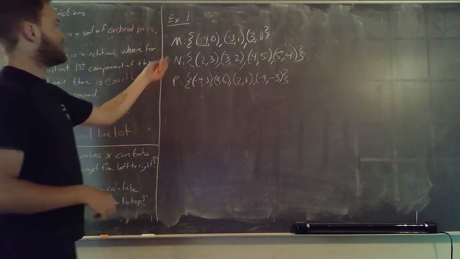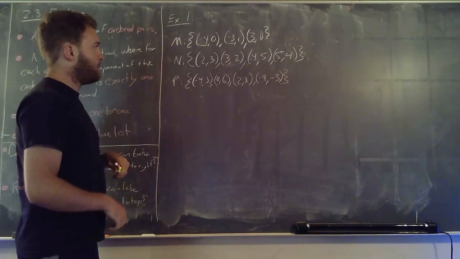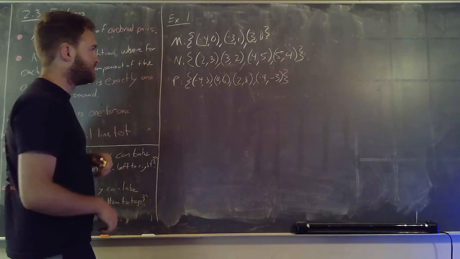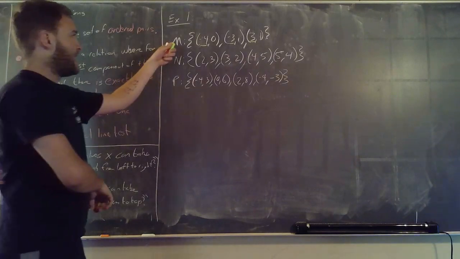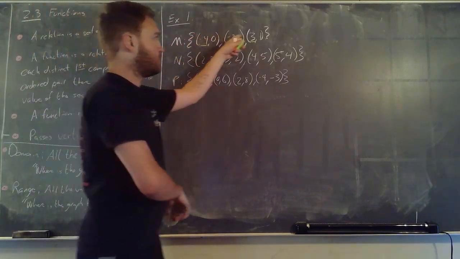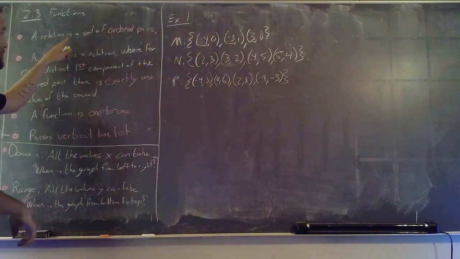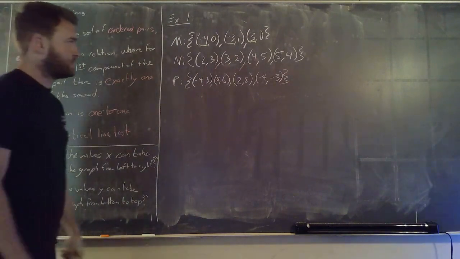So we're asked to determine if this relationship M is a function or not. Now, notice that I do call this a relation because M is a set that contains a whole bunch of ordered pairs, which is our definition for what a relation is.